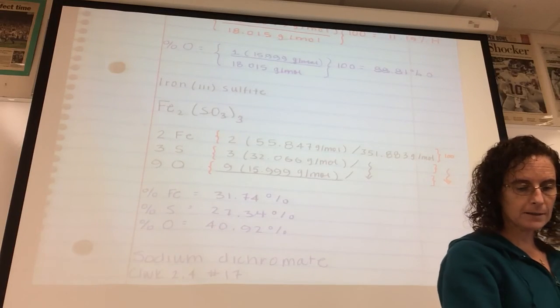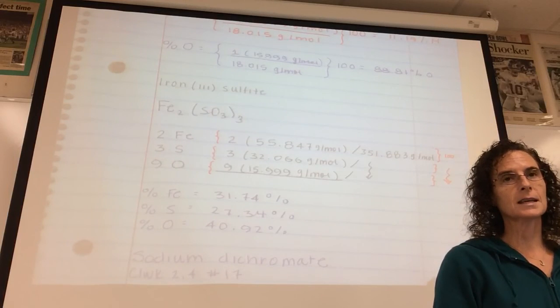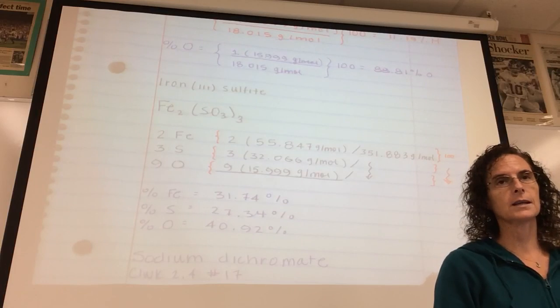The dichromate is a polyatomic ion on the back. Look under D. A little bit tricky because there's chromate and dichromate. Do you see it? Okay.